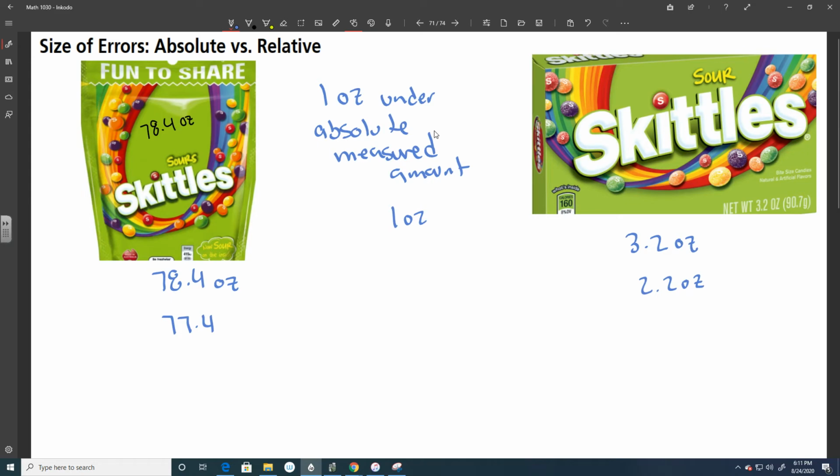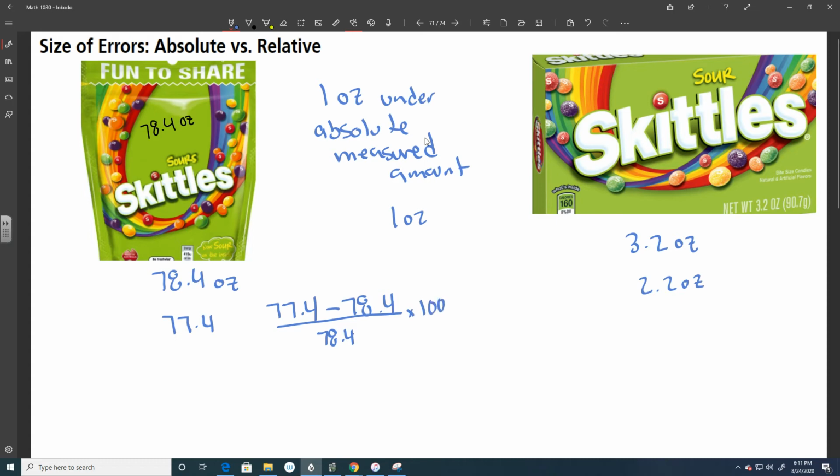The relative measure is the one where we take what we measured it to be. So we measured 77.4, but there was supposed to be 78.4 ounces. And after I measure that, just like relative difference before, I'm going to divide it by my 78.4, what it was supposed to be. And then I'm going to multiply by 100.